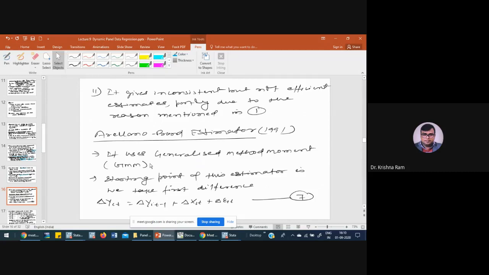So for the time being, let's assume that for estimating this panel data regression model, when you use the Arellano-Bond estimator, we rely on the GMM method. And these methods again use the first difference regression model, which is written here as equation 7.